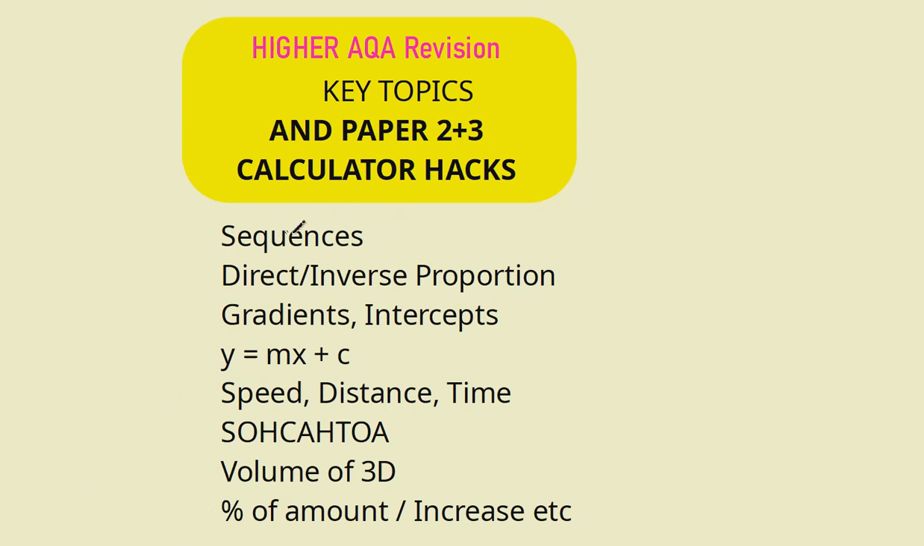So off we go. Sequences, we're going to go through the different types of sequences, making sure that we're covering your arithmetic, Fibonacci, quadratic, geometric, etc. We're going to look at formal direct inverse proportion. So that's the grade 7 one as opposed to the grade 5 that you'd see on foundation. We're looking at gradients and intercepts when given 2 points, y equals mx plus c, speed, distance, time, and how we can use our calculator for those paper 2 and 3 speed, distance, time calculations, SOHCAHTOA and right angle triangles, volume of 3D shapes, percentage of an amount and increase, etc.